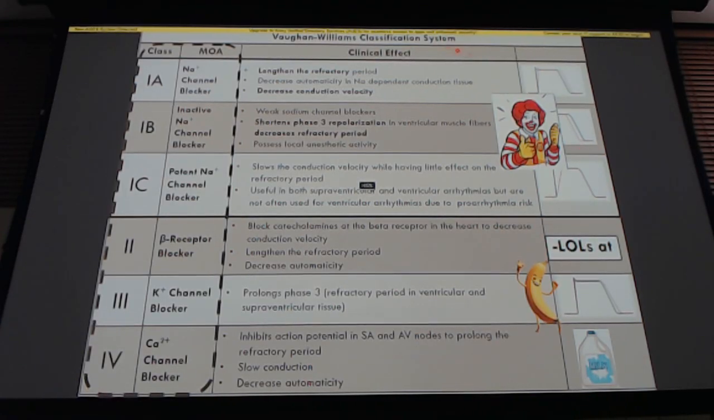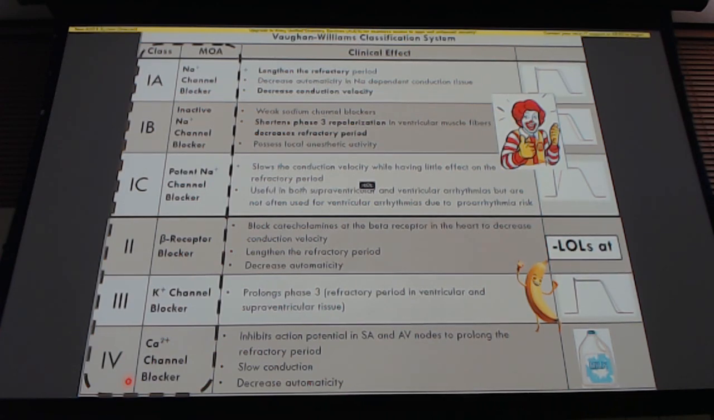But again, 4 classes, so class 1, and you have those 3 subtypes, so you have 1A, 1B, 1C, class 2, 3, 4, and then we have 3 other drugs that we also use to help with controlling that rate and rhythm, which we abbreviate as DAM. And some people will say it's class 5. So depending on, you know, how you're remembering it, we'll talk about our digoxin, our adenosine, and our magnesium.